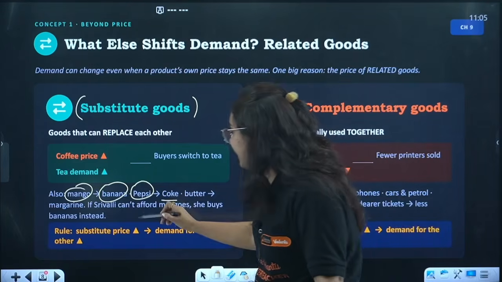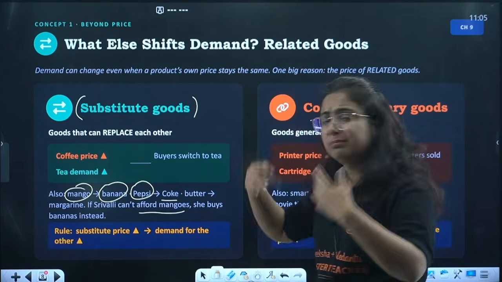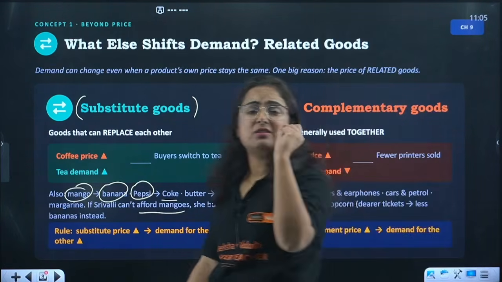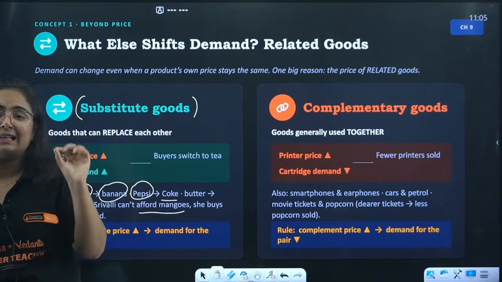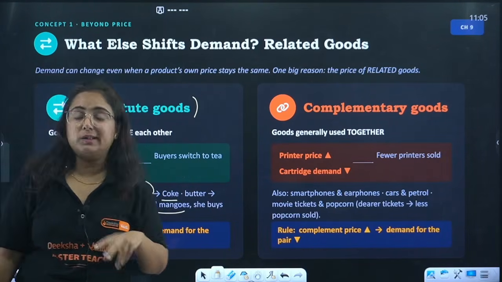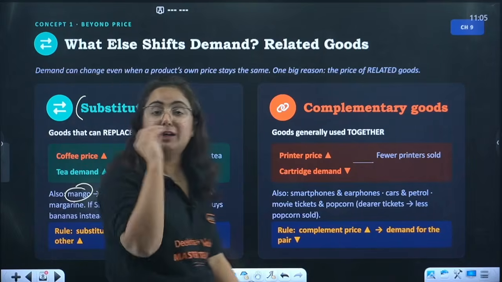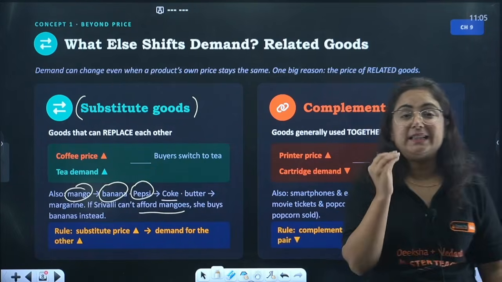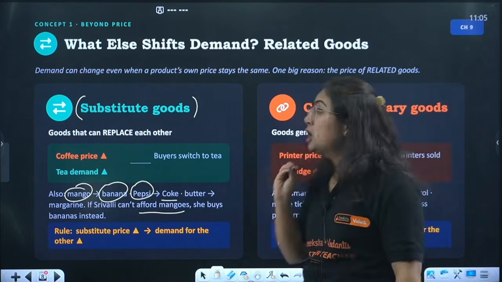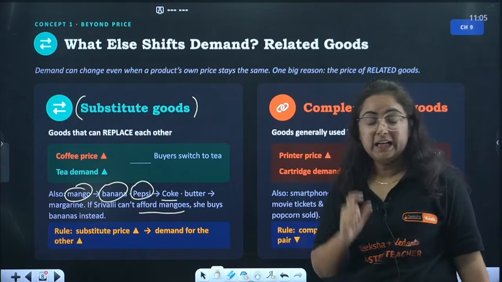Right? If Shrivalli can't afford mangoes, he can buy bananas instead. Why? Because the substitute goods are there. One more thing, the demand depends upon one more factor, and that is complementary goods, right?